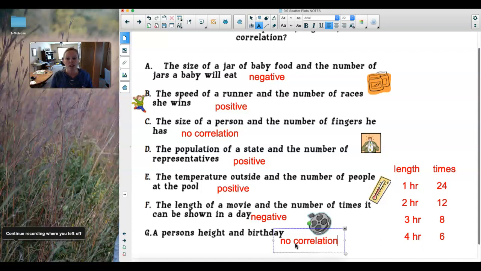Okay, so you're going to be asked to do the same type of thing on your homework tonight. You're going to read some statements and then answer negative, positive, or no correlation with those statements. Okay, do your very best. Good luck with that all.